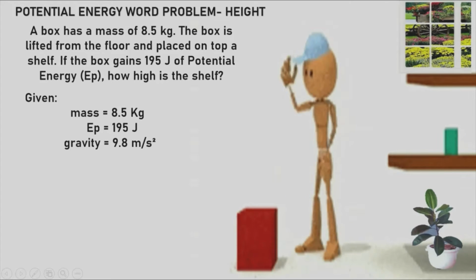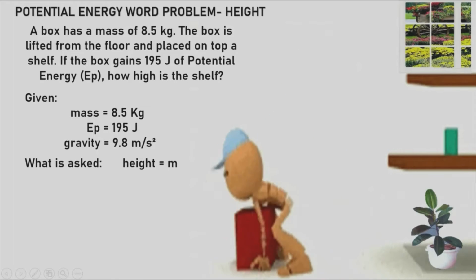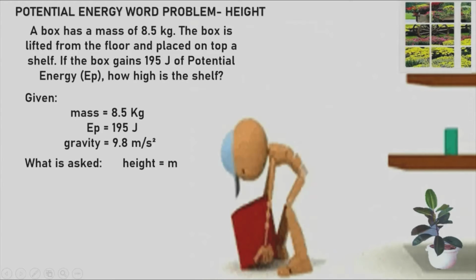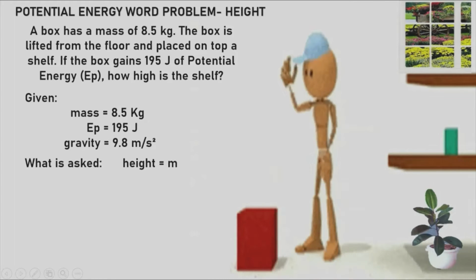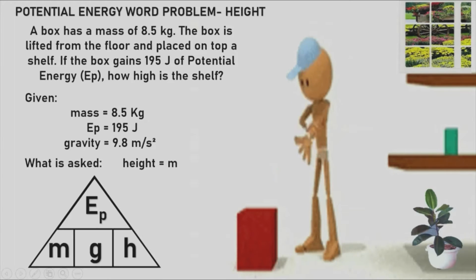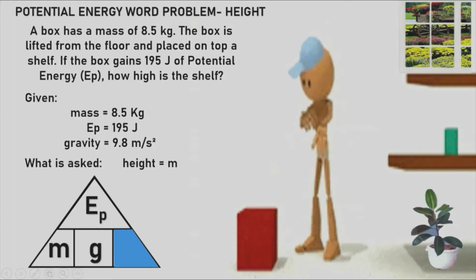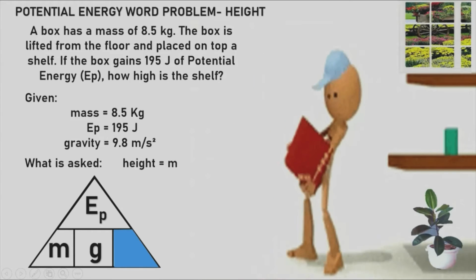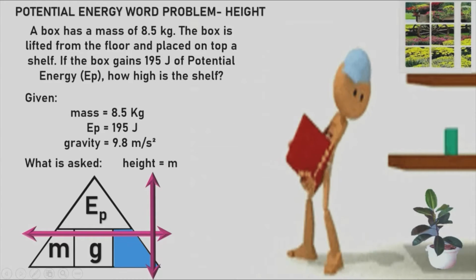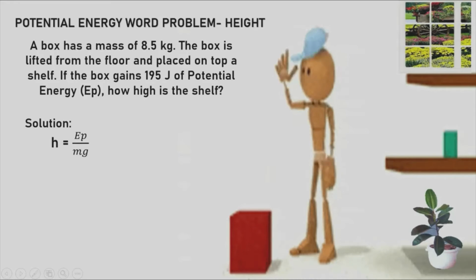Upon taking note of the given, look for what is asked in the problem. The missing variable is the height in meters. In getting the value of height, we need to use the equation of potential energy, which is mass times acceleration due to gravity times height. Using the triangle method and knowing that the missing variable is height, just cover the symbol of height so that we are left with potential energy over mass times acceleration due to gravity. Remember that horizontal is multiplication and vertical is division. Therefore, the formula for height is potential energy divided by mass times acceleration due to gravity.